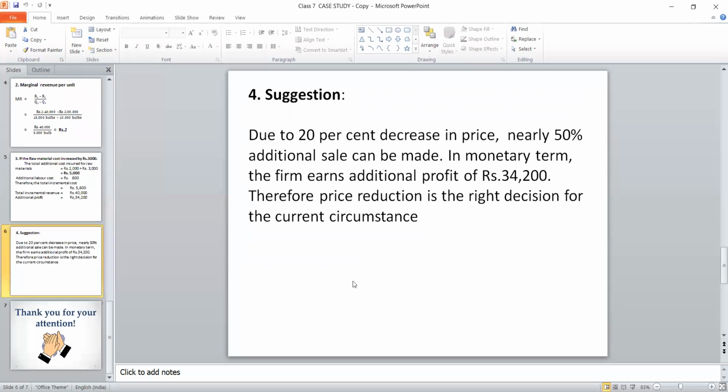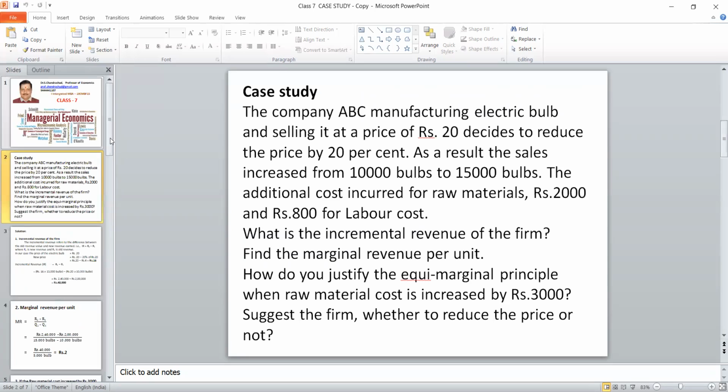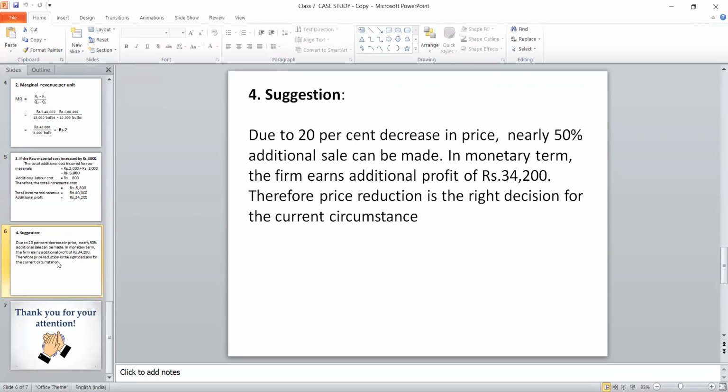Now we have to make the suggestion. What suggestion are they asking? Whether to reduce the price or not is what they are asking. So based on the available calculation, due to a 20% decrease in price, nearly 50% additional sales has been made. From 10,000 it has been increased to 15,000. Why has it happened? Because of the 20% decrease in the price. In terms of money value, the additional profit is 34,200, irrespective of the additional raw material cost of 2,000 and 3,000. Therefore, the price reduction is the right decision for the current circumstances.